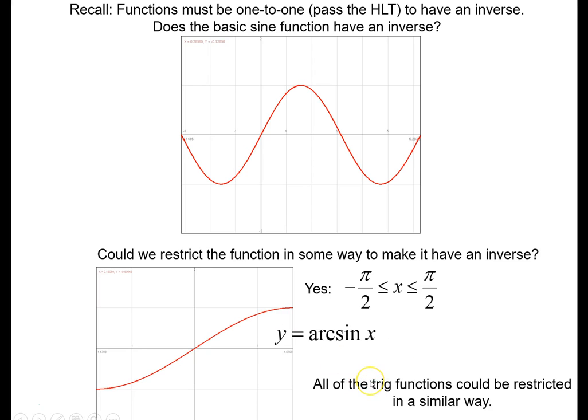Another property of inverses to keep in mind, this actually is very important, so try to remember this. The domain and range are all swapped. So if I look at the original sine function, the domain for the original sine function that I'm going to work with is from negative pi over 2 to positive pi over 2. Because the domain and range are swapped, this will become the range for the inverse sine function, or the arcsine function.